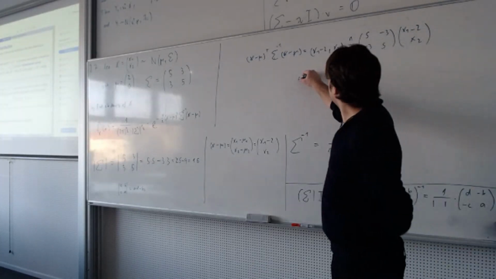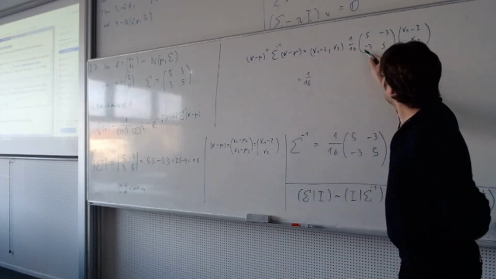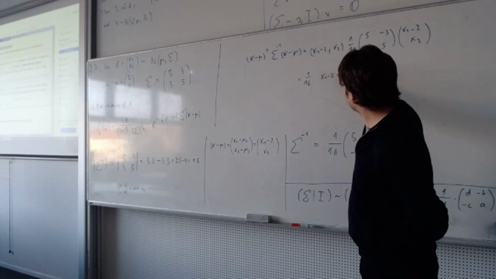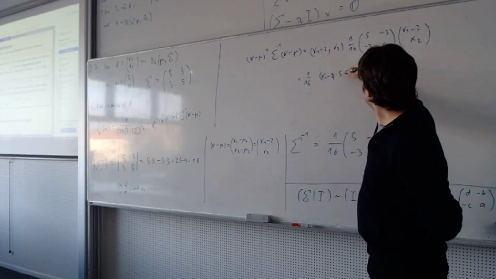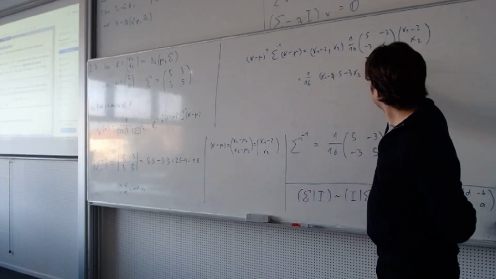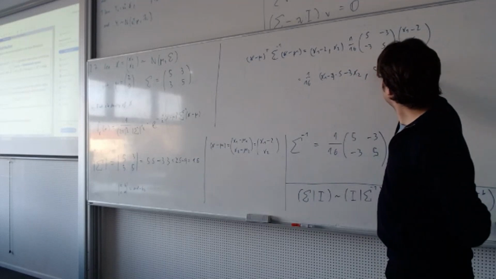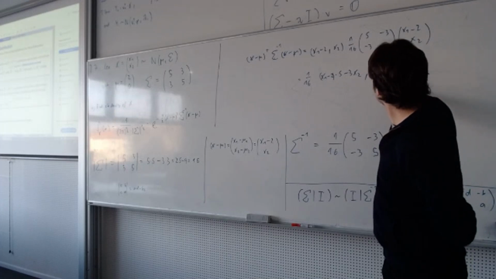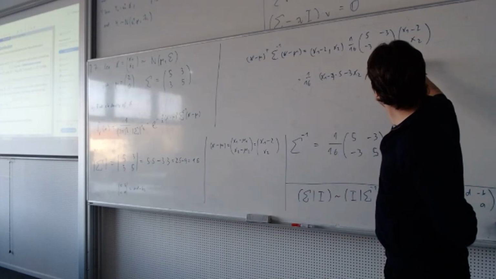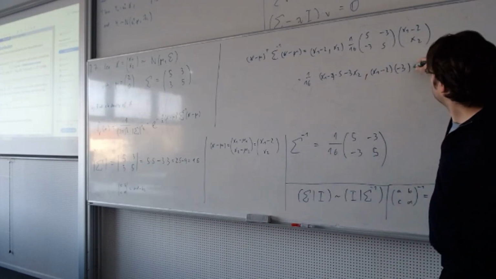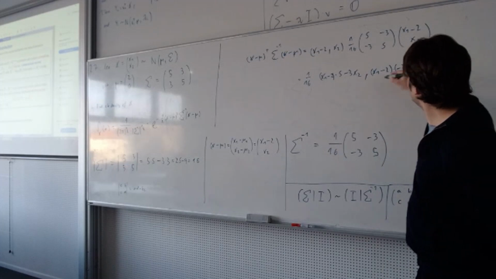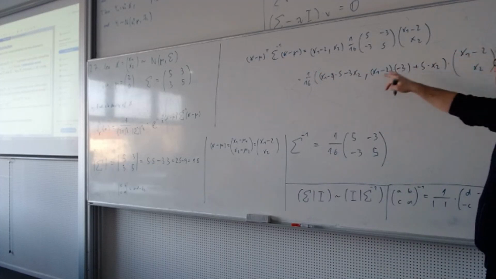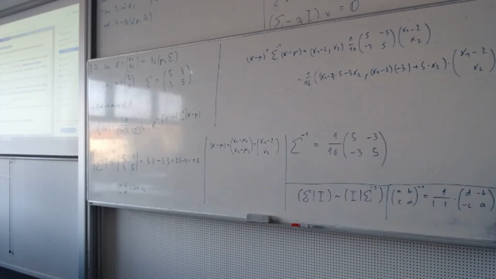We just multiply the 1 over 16, and what we have next is (x1 minus 2) times 5 times (x1 minus 2) minus 3 times x2. That's the first part. Then we have 5 times x1... sorry, (x1 minus 2) times minus 3 plus 5 times x2. We multiply it with this (x1 minus 2, x2). So that's a two-dimensional vector times a two-dimensional vector producing a scalar.